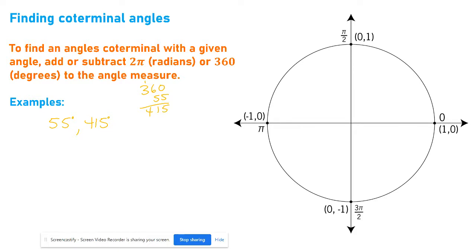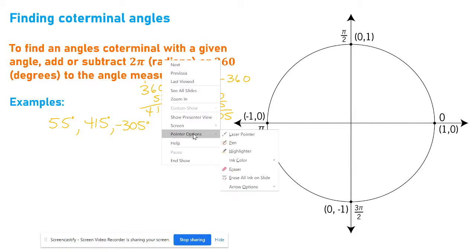The other way I can do that is by subtracting. I can take 55 minus 360. If you work this out by hand, the way I think through it when I'm subtracting a bigger number is I just take 360 minus 55 and then make my result negative. So I get negative 305 degrees. Those angles are all coterminal, and you get them by adding or subtracting one full rotation. In degrees, that's 360. In radians, that is 2 pi.